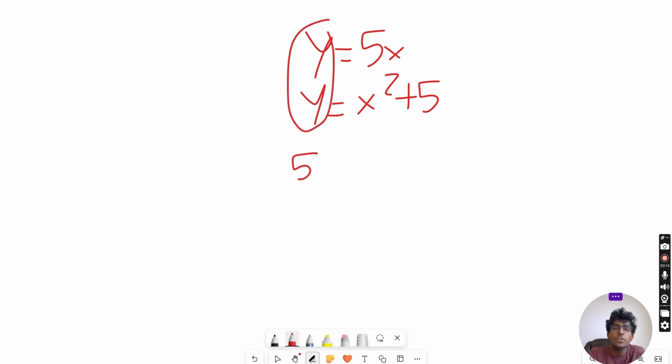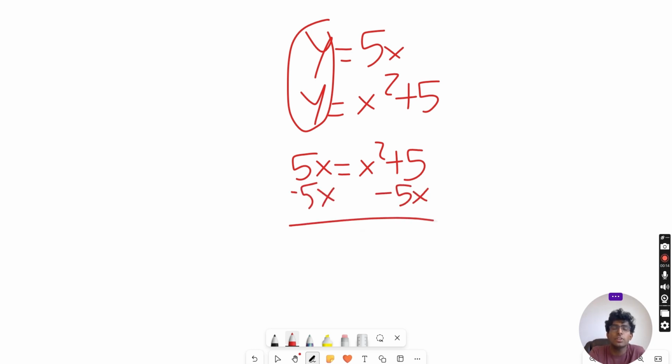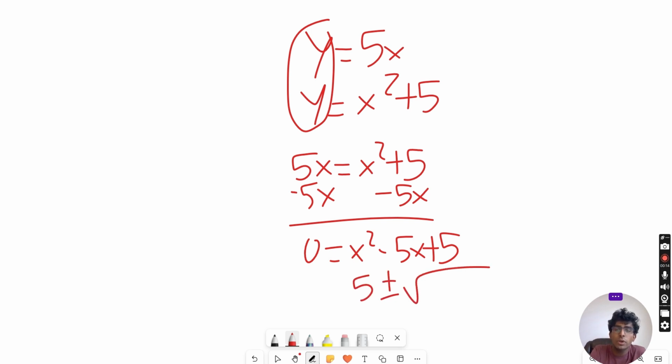So I get 5x equals x squared plus 5. I want my a term to be positive, so I'm moving 5x over to the right side. I get 0 equals x squared minus 5x plus 5. I don't really think I can factor this easily, because 1 plus 5 is going to give me 6. So we're going to use the quadratic formula. Negative b, plus or minus the square root of b squared, 25, minus 4 times 1 times 5, over 2 times 1, which is 2.